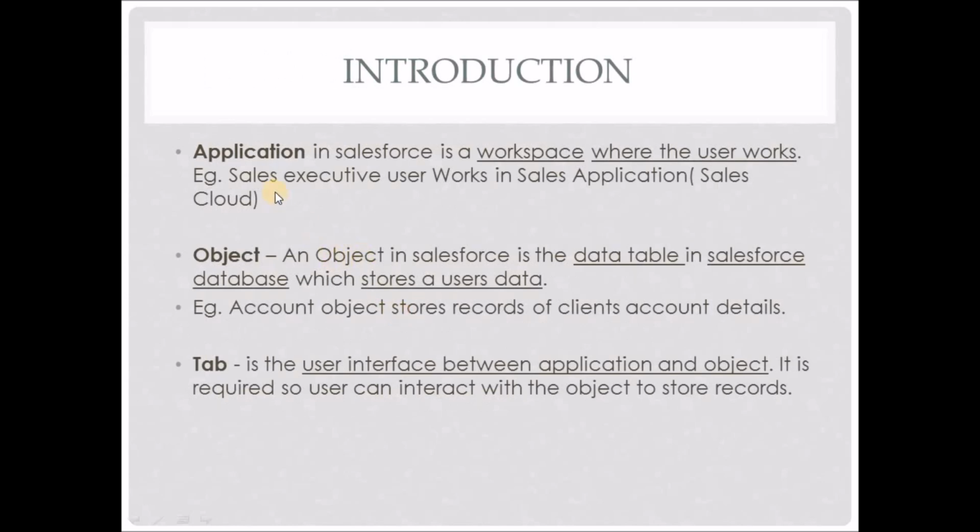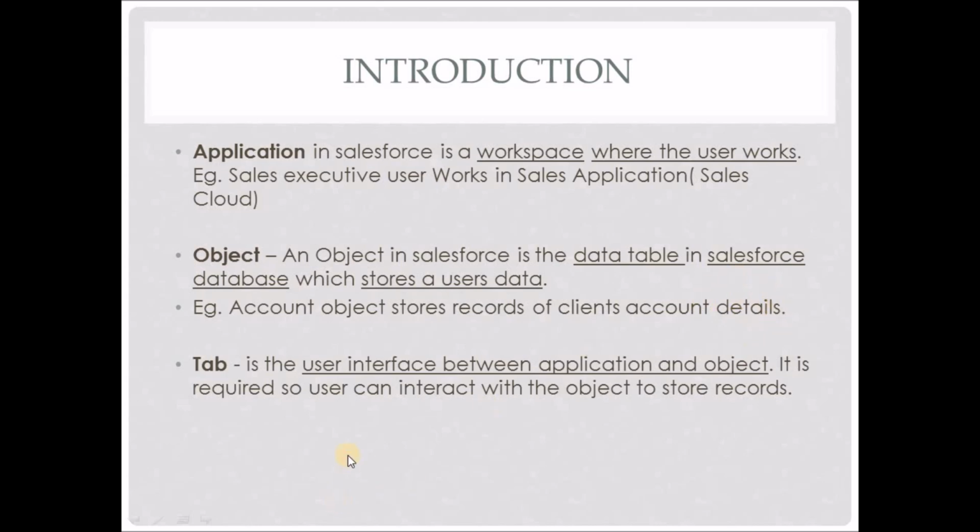So let's see what an application is. An application in Salesforce is a workspace where the user works. So, for example, a sales executive will work on the sales application, and a marketing executive would work on a marketing application. Now let's see what is an object. An object in Salesforce is like a data table which stores users' data in Salesforce database. Think of it like an Excel sheet. For example, an account object will store multiple records of its client's account details. So each row in the table is basically a record of a client.